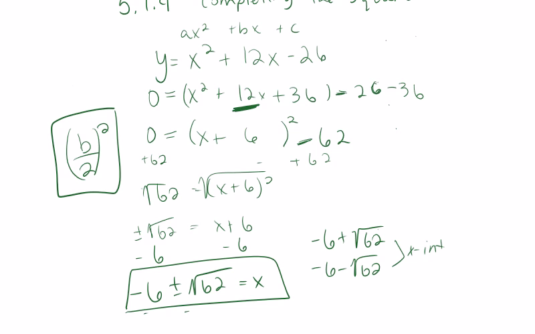Okay, and let's do another practice problem. y equals x squared minus 8x plus 13. Are there factors of 13 that make 8? No, there are not. So we're going to complete the square. So we do x squared minus 8x, leave some space, add the 13.